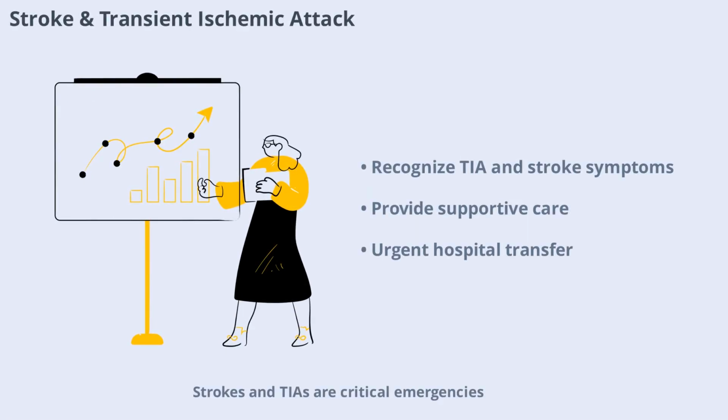Strokes and TIAs are critical emergencies, especially in elderly patients with risk factors like hypertension or diabetes. TIAs resolve within 24 hours, but are warning signs for future strokes. Symptoms include slurred speech, weakness, and loss of balance. Immediate recognition, supportive care, and urgent hospital transfer are essential for optimal outcomes.